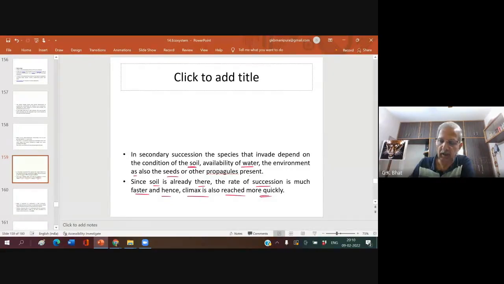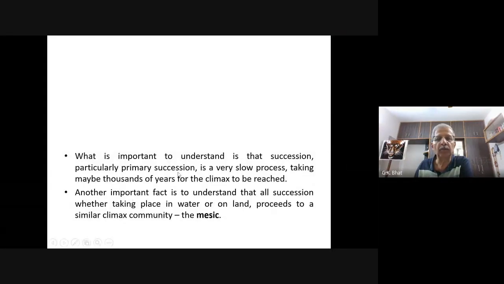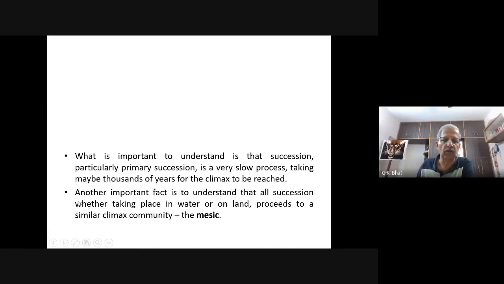Okay, clear? What is important to understand is that succession, particularly primary succession, is a very slow process, taking maybe thousands of years for the climax to be reached. Another important fact to understand is that all succession, whether it starts in water or on land, proceeds to a similar climax community, the mesic community. Rakesh? Yes, sir. I have already told this several times. This is again for you.